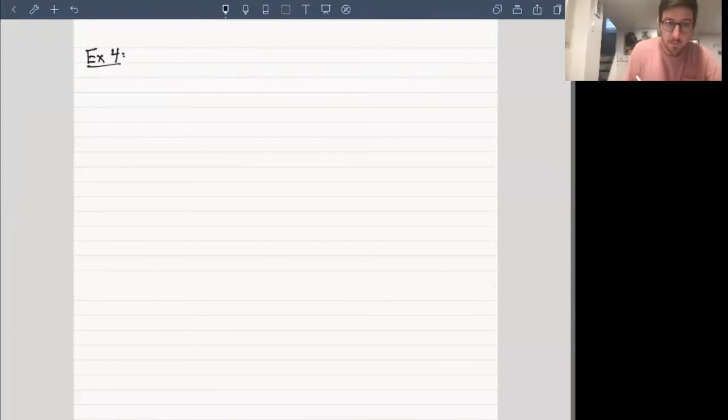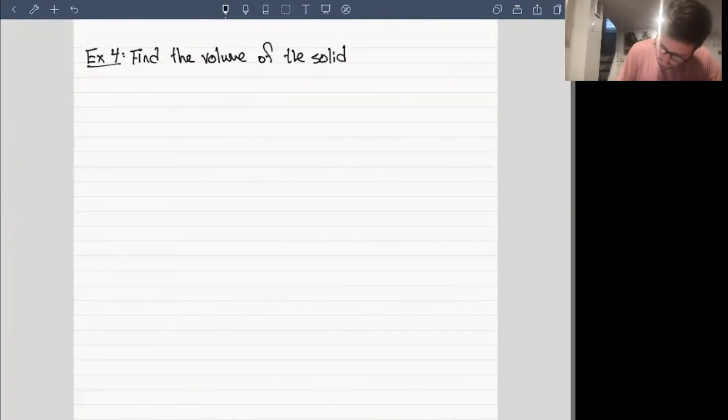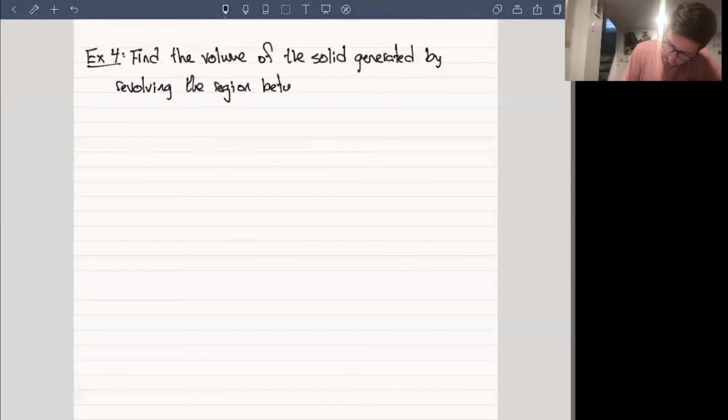Example number 4. Let's say, find the volume of the solid generated by revolving the region between the y-axis and the curve x is equal to 2 over y.